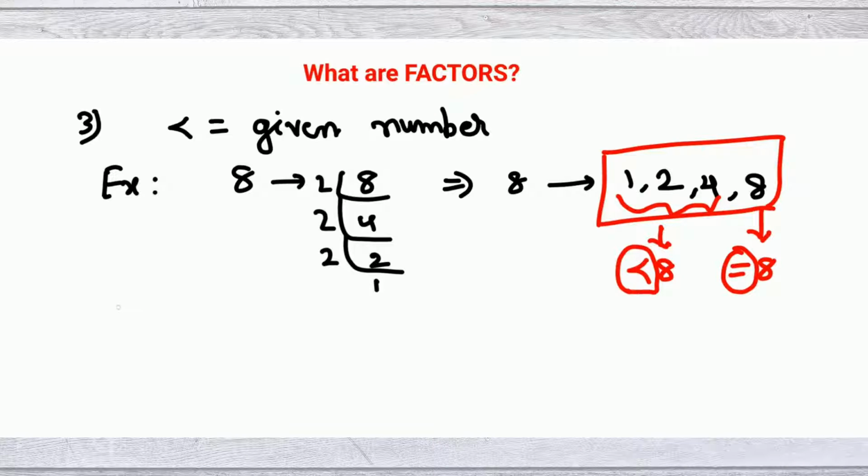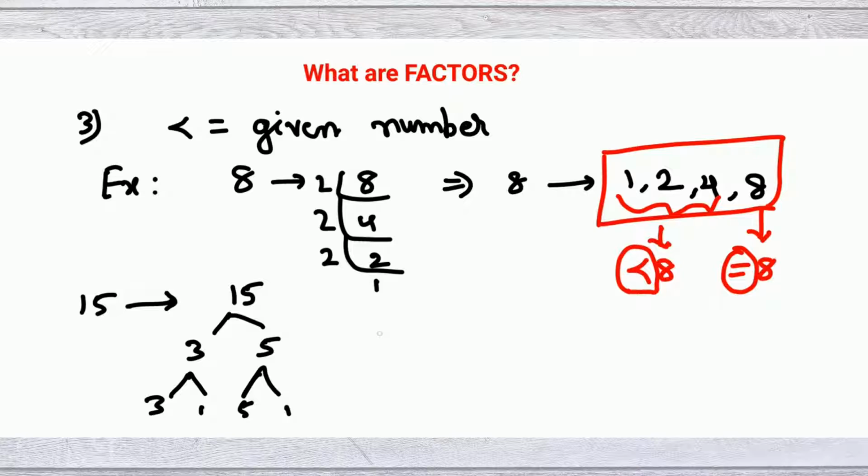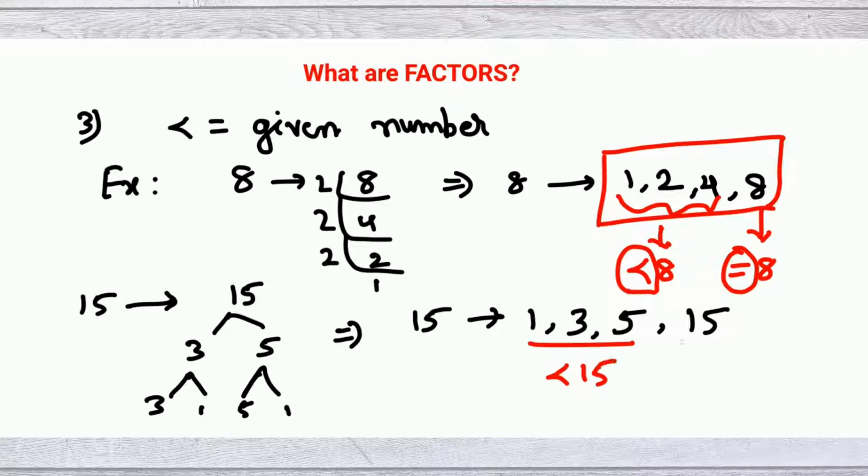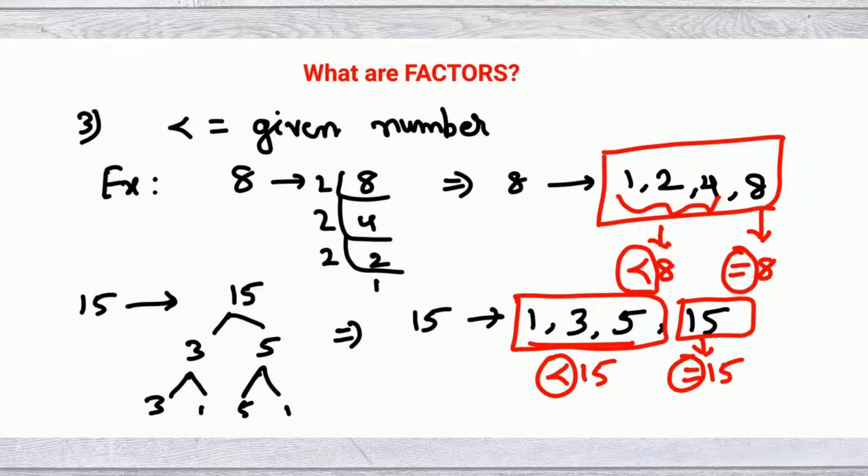Another example is 15. So 15 factors are 3 5s and then 3 into 1, 5 into 1. That makes 15 factors are 1, 3, 5 and 15. Here you can see all these three are less than 15 and this one is equals to 15. So the factors are either less than or equals to given number.